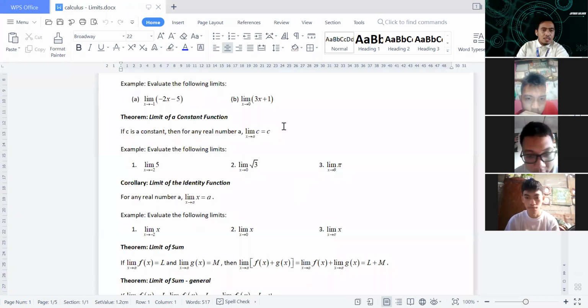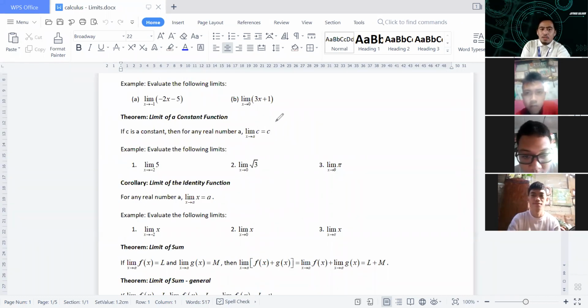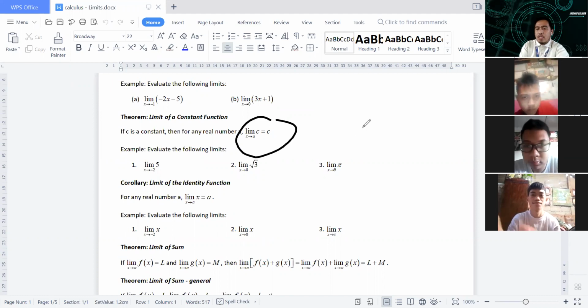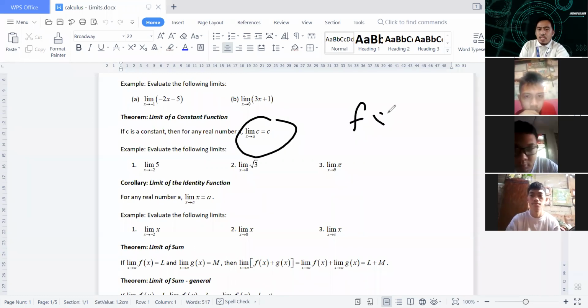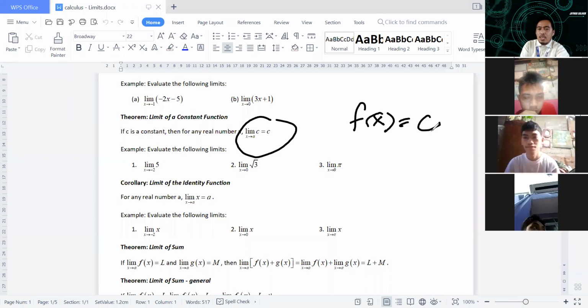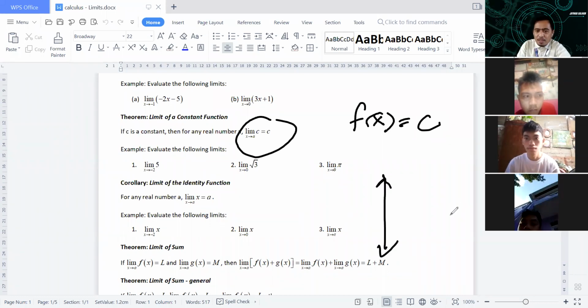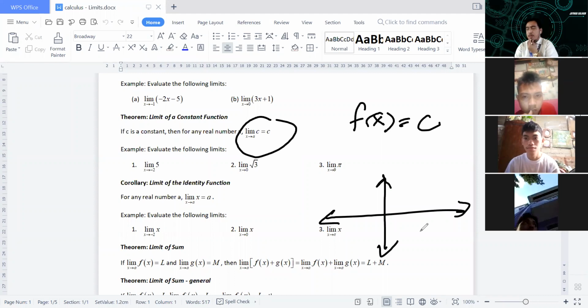Let us have the next one. Limit of a constant function. So what does this theorem tell us? The limit of a constant function. Your f of x here is a constant. By the way, c here is any real number. You know the constant function, right? What is the graph of a constant function from your general mathematics class? A straight line. For example, f of x is equal to 2.